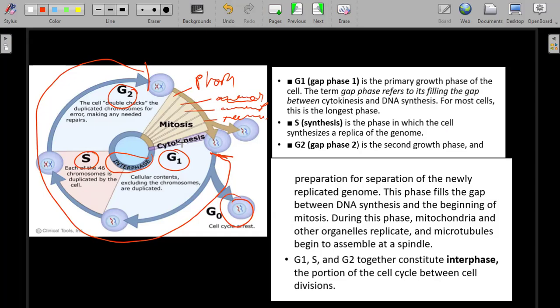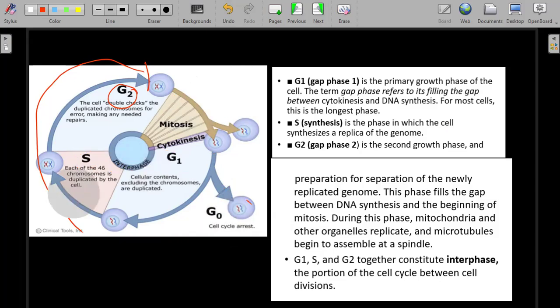Okay, so these are the processes which are going to happen in the entire cell cycle. Now let's see what is happening at each phase. We start with the interphase. Interphase is going to be divided into three parts: G1, S, and G2. The G0 is where you have your cell at rest.